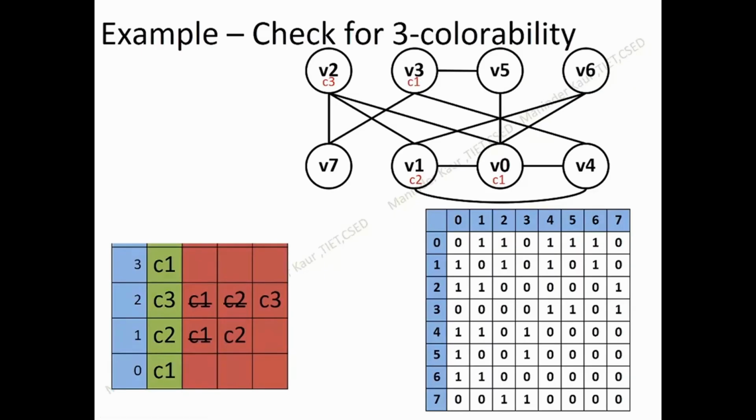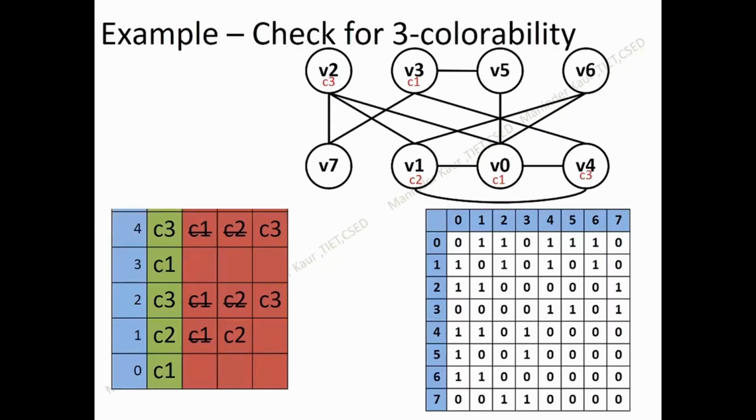Coming to vertex V4, V4 is connected to V0, so the C1 color is not possible. V4 is connected to V1, so the C2 color is not possible for V4. V4 is connected to V3, which has the color C1. That means the third color, C3, is possible for V4.